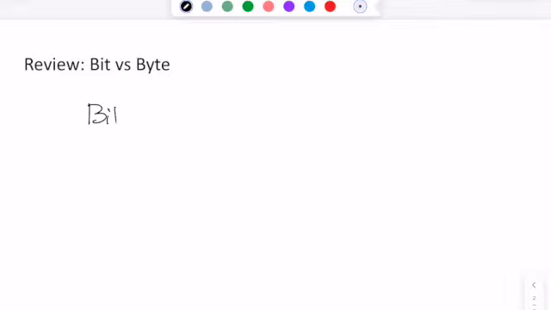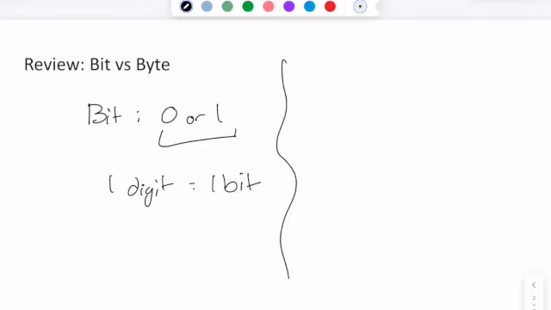So a bit is a 0 or a 1, if you remember from the binary example, and that's going to be one digit. That is 1 bit. And now let's talk about what a byte is. If you don't know, or if you do, this is a review: a byte is 8 bits.